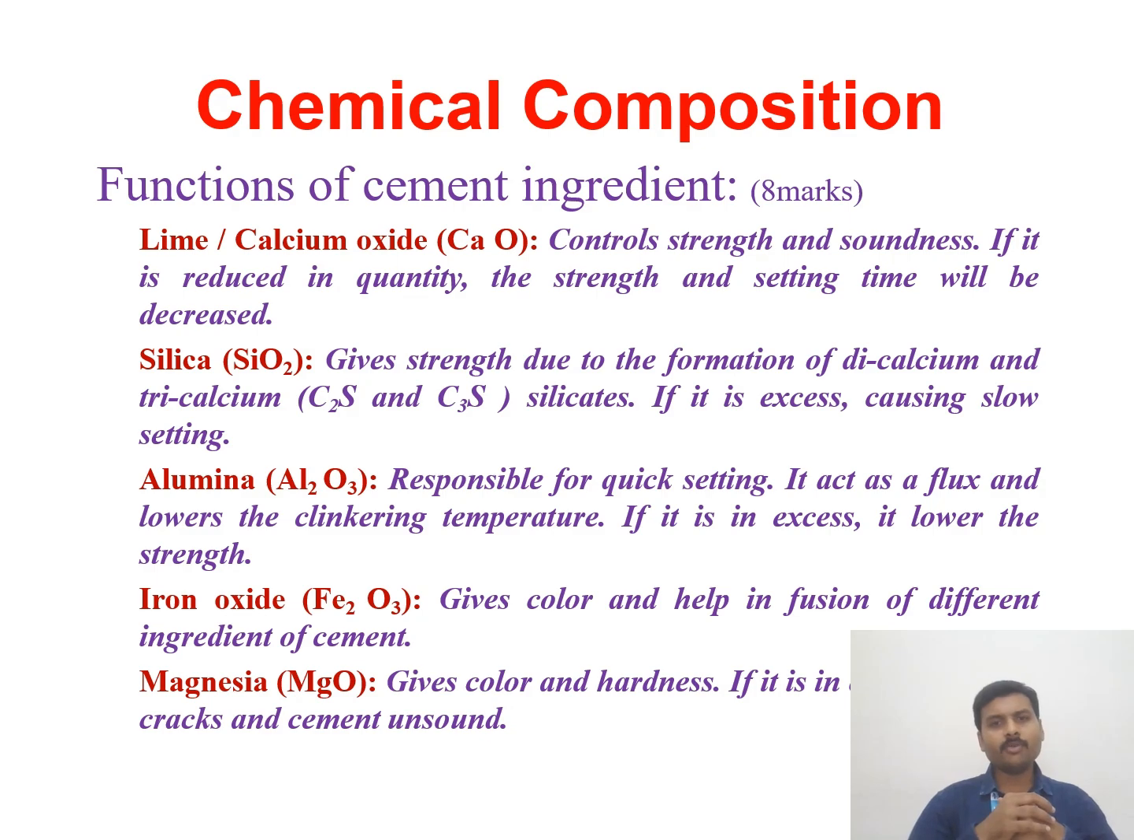Alumina is responsible for quick setting time; it acts as a flux and lowers the clinkering temperature. If it is in excess, it lowers the strength. So the aluminum oxide is responsible for the quick setting process of the cement. Then iron oxide, Fe2O3. The main function of the iron oxide is that it gives color and helps in fusion of the different ingredients of cement. Then magnesia gives color and hardness.